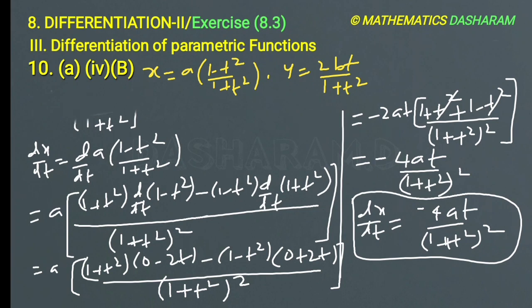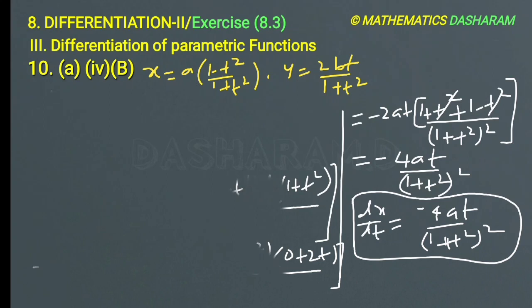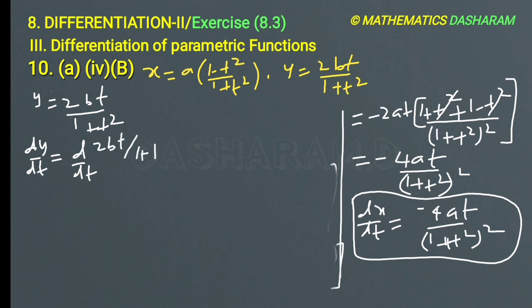So next to another function, that is y. So y equal to 2bt divided by 1 plus t square. So do the derivative on both sides with respect to t. So d by dt of 2bt divided by 1 plus t square. So here also apply the quotient rule.